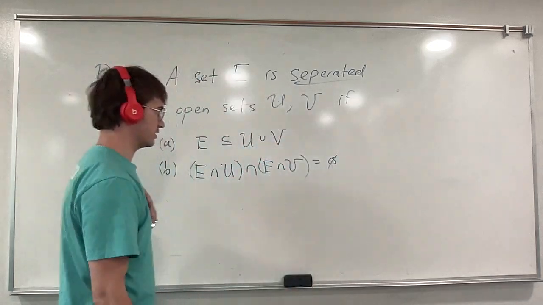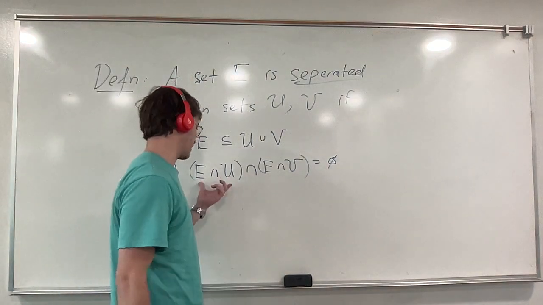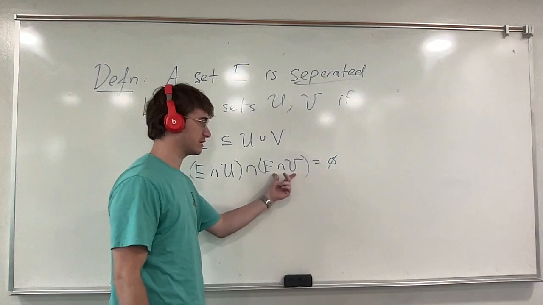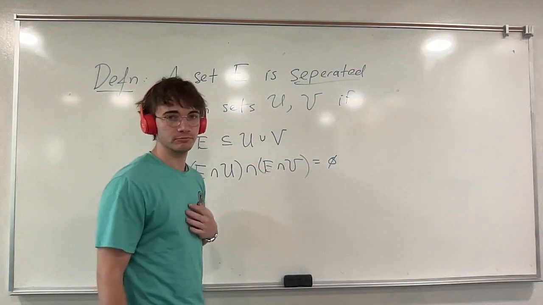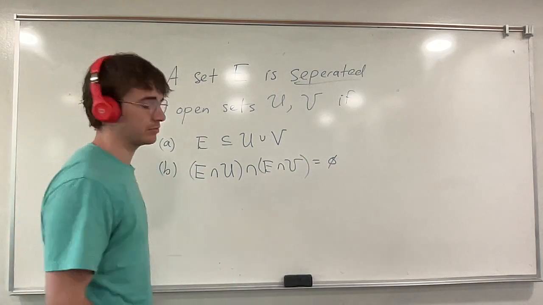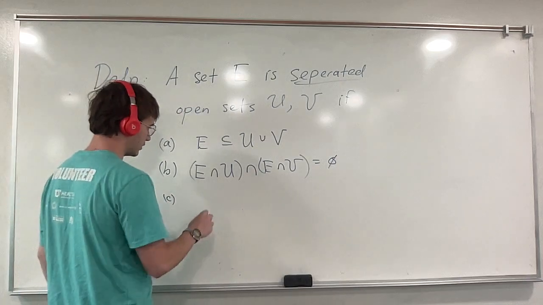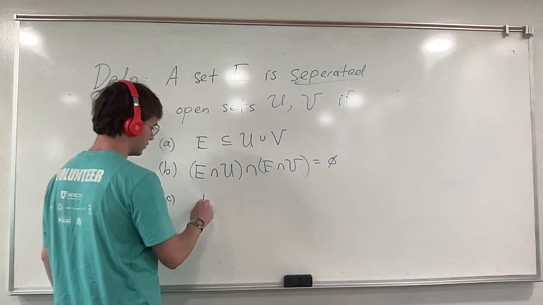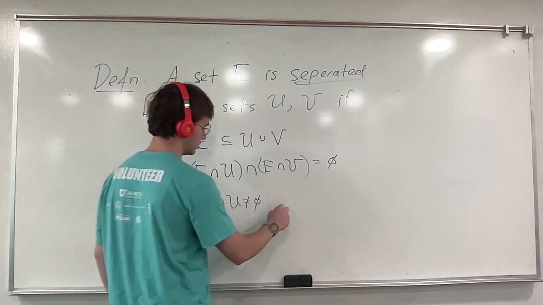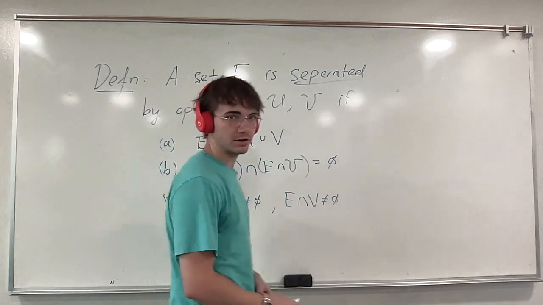So this is just to say that the pieces of E that are covered by U and the pieces of E that are covered by the open set V are disjoint. Okay, so that's the intuitive notion of E being separated by the two open sets. And the third condition is more trivial, but we need to include it, which is that E intersect U should not be empty, and E intersect V should not be empty.